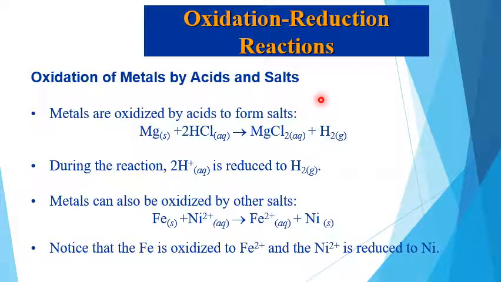So these are examples of oxidation of metals by acids and salts. Metals are oxidized by acids to form salts. In this example, we have our magnesium that is oxidized by our hydrochloric acid to form magnesium chloride and hydrogen gas. During the reaction, the 2H+ is reduced to H2, and metals can be oxidized by other salts. Notice that the iron is oxidized to Fe2+ and the nickel is reduced to nickel with a charge equal to 0.